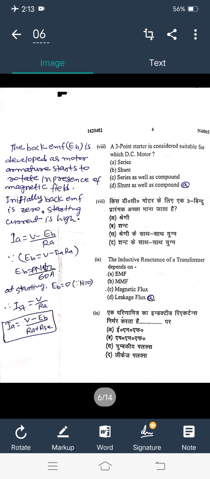Question number 9: the inductive reactance of a transformer depends on leakage flux. This is the basic property of the core of the transformer. The inductive reactance of a transformer depends on leakage flux. The right answer is option D.